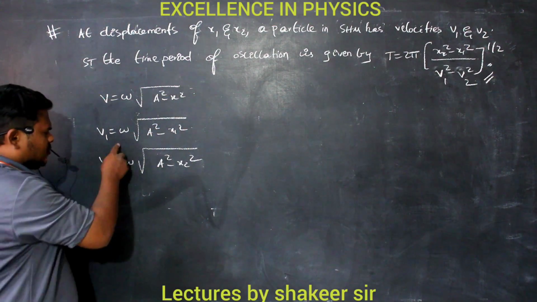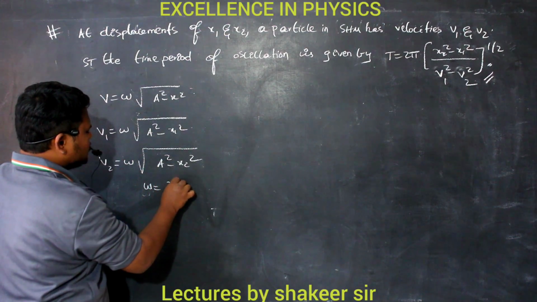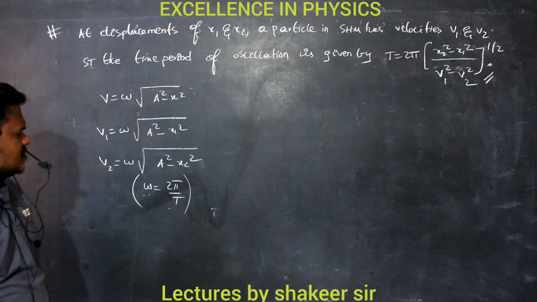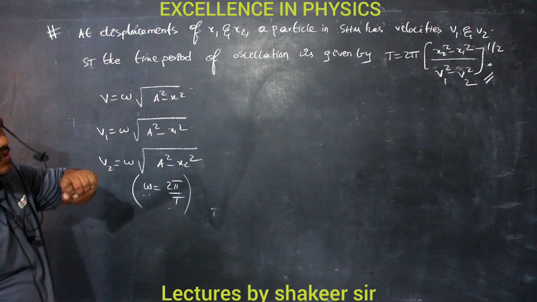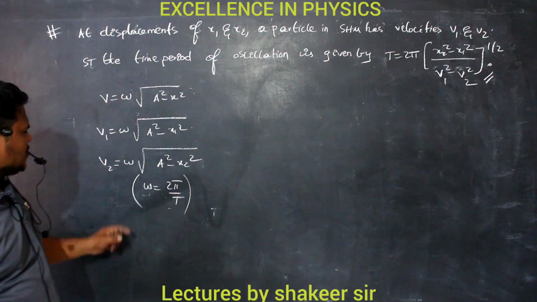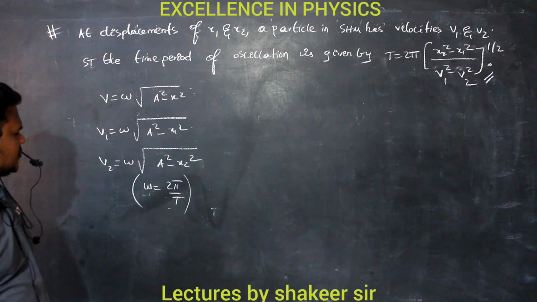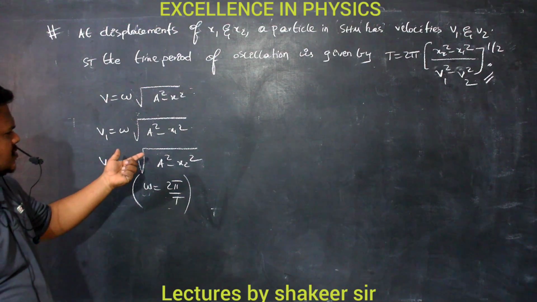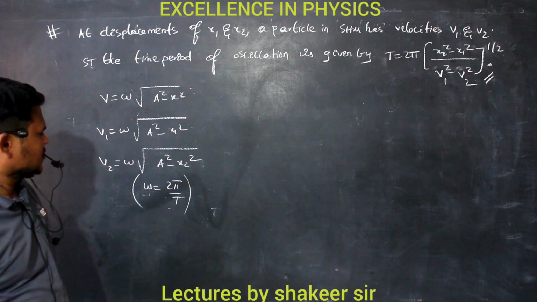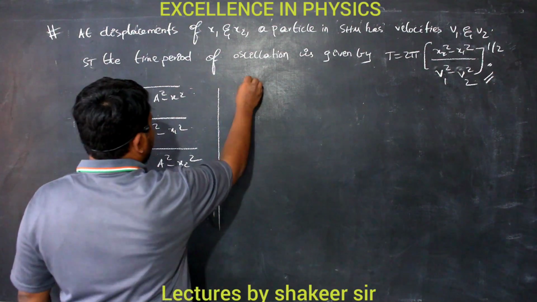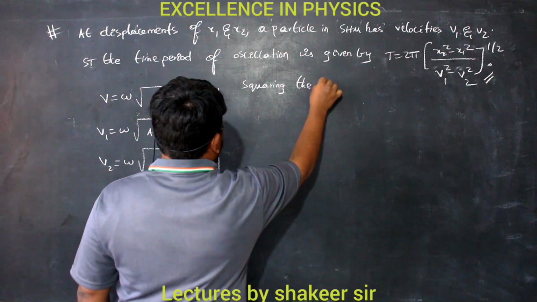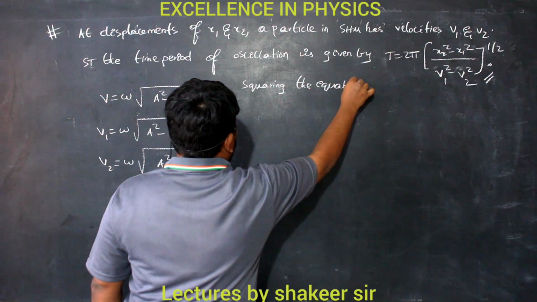I know ω = 2π/T, no? So from this ω, I am going to derive the equation of time period. But in the given equation, the amplitude a is absent. So what can I do? Let us square both these terms and subtract them so that the ω²a² terms get cancelled. So squaring the equations, let us see what I will get.